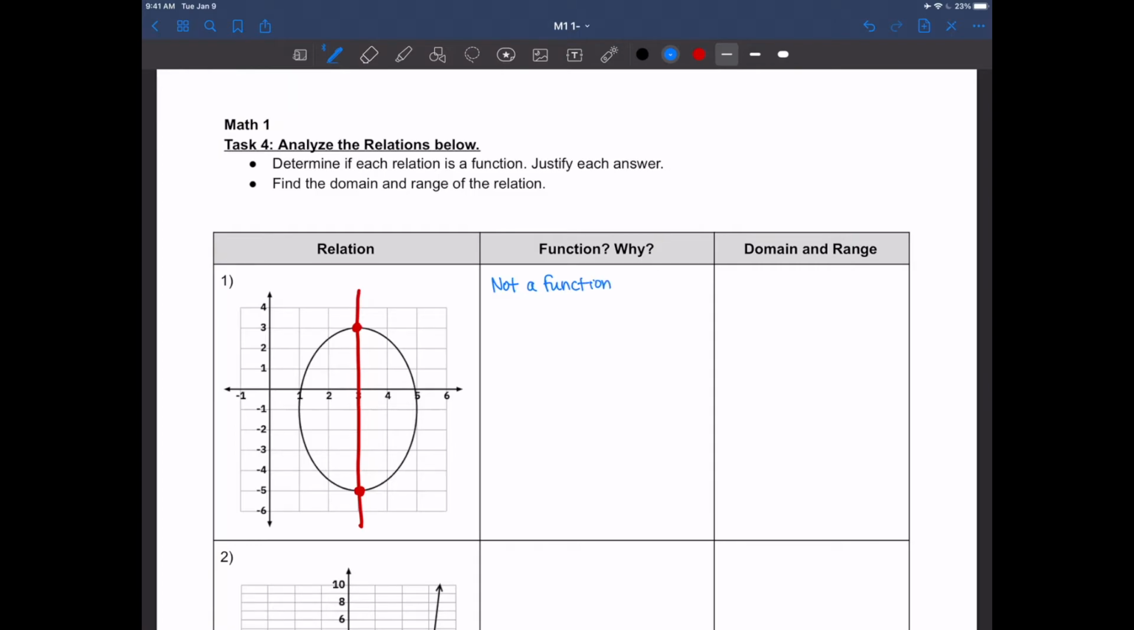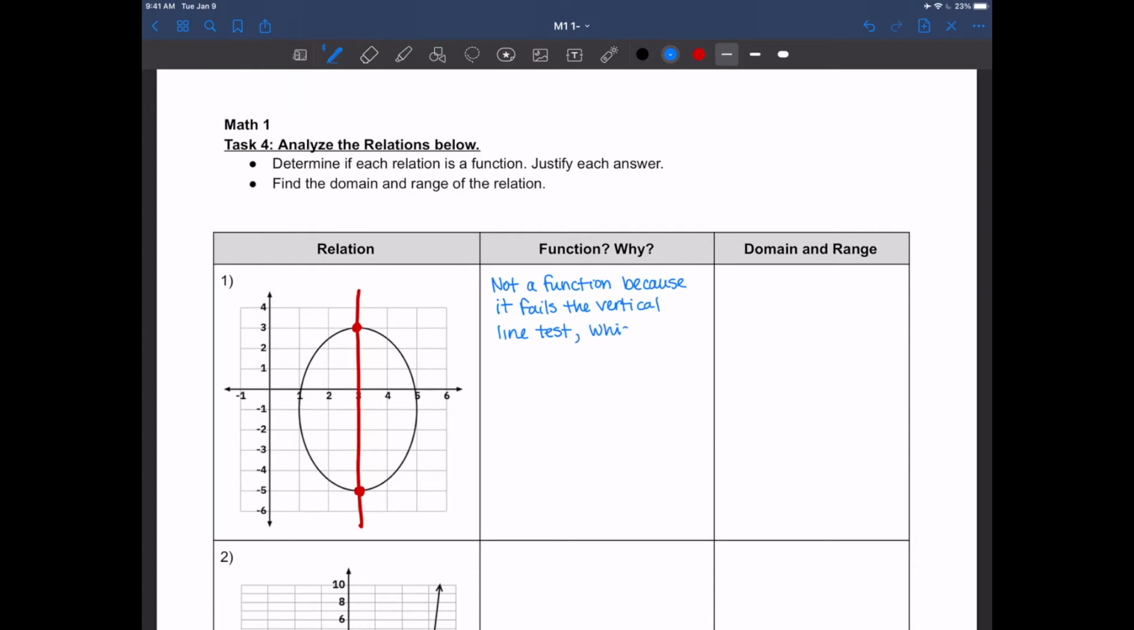Okay, now we say that this fails the vertical line test. All right, not a function because it fails the vertical line test. But this is not enough. This is not the definition of a function. So you need to take that a little bit further. So what does it mean to fail the vertical line test?